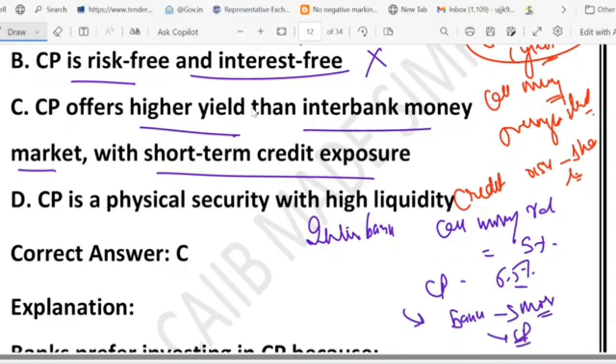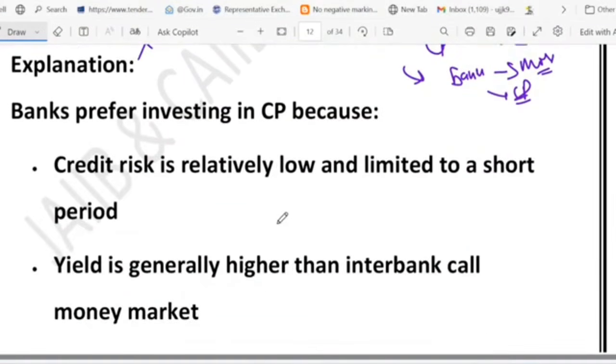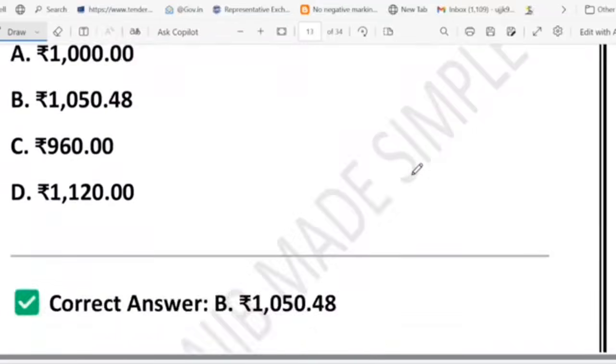And option D says CP is a physical security with high liquidity. This is partially wrong. Yes, CP has high liquidity, but it is not a physical certificate anymore. I told you already, it is always issued in demat form. So let's summarize the points we have just covered. Why do banks invest in CP? Because it offers higher yield than short-term bank-to-bank lending, and credit risk is low, limited to a short period. CP is also quite tradable, so a bank can sell it before maturity if needed. And CP is always issued in demat form. So option C is the correct answer.